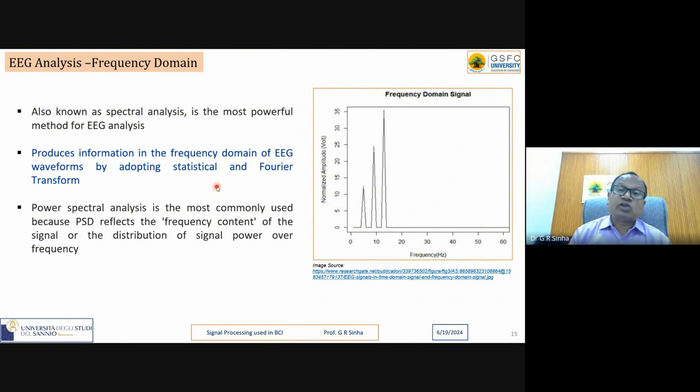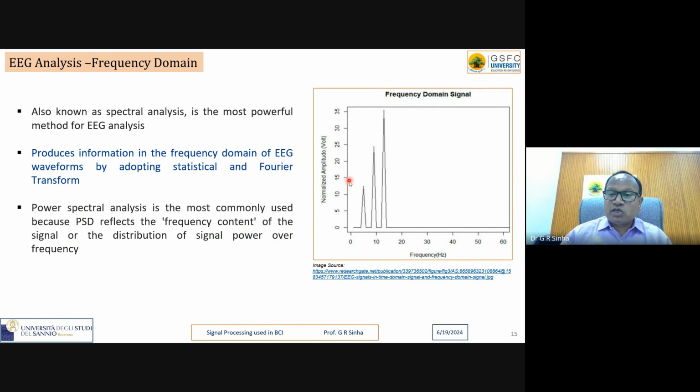So when you convert your EEG signal into frequency domain, you can also calculate PSD. What is PSD? Power spectral density. Now, read any research paper using EEG signal. In most of the papers, the common attribute of the brain signal will be PSD, I can tell you. The most commonly used attribute in all EEG research papers is power spectral density. What does it do? It reflects the frequency content of a signal, or the distribution of signal power over the frequency.